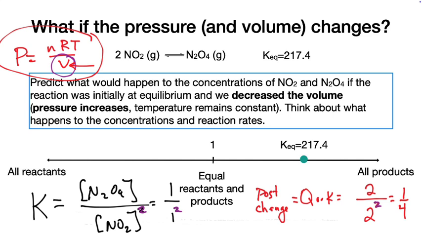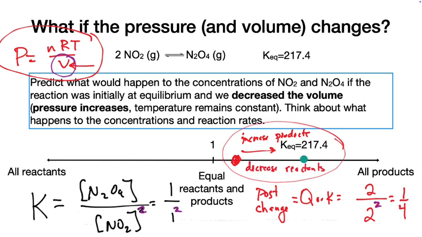That Q value is smaller than K, which means we're down here. What has to happen? We need to increase our products, or technically, decrease our reactants. Is that one hard to see?